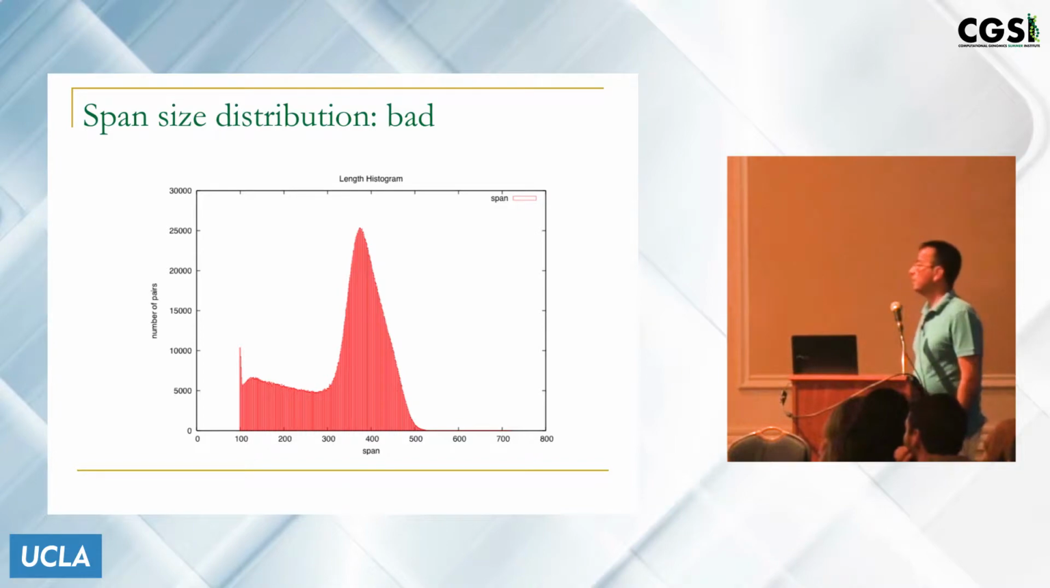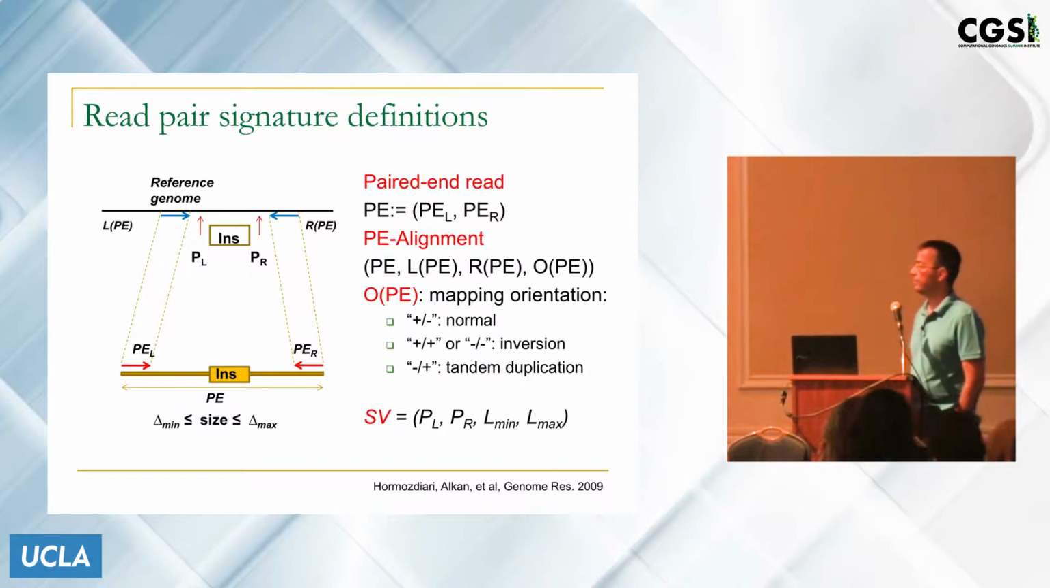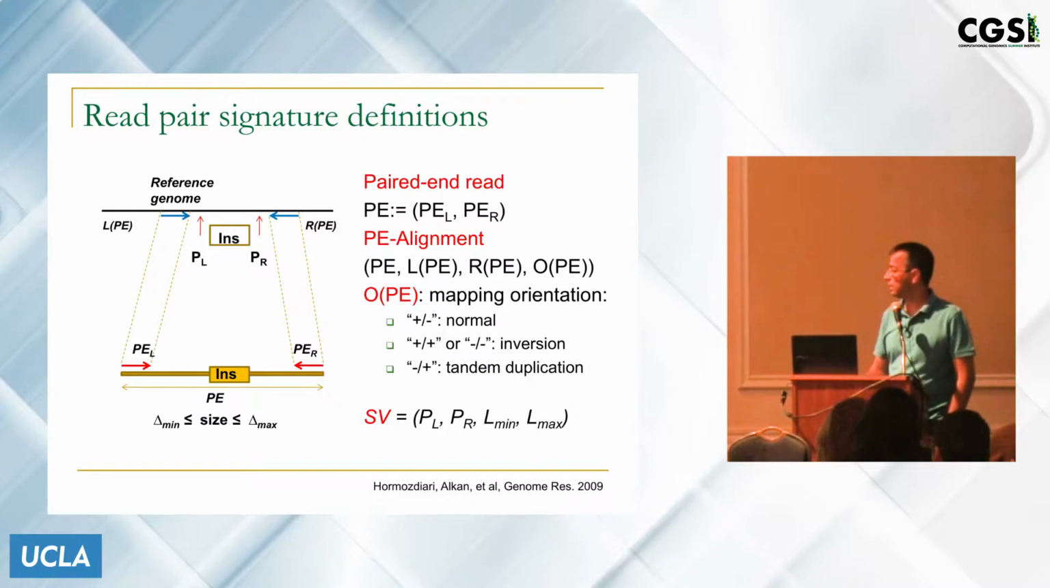Our formulation back in the day defined the structural variation as 4 tuples. For a given paired-end read, we have the left mapping location, right mapping location, and the orientation, which is the strand that it maps to. Plus minus for Illumina paired-end sequencing refers to normal mapping. Plus plus or minus minus refers to inversion, and minus plus refers to tandem duplication. These deltas are cutoff values calculated from this distribution: this is delta min, and this is delta max.